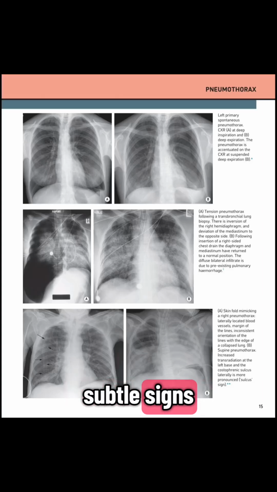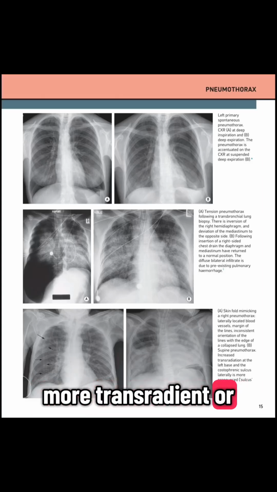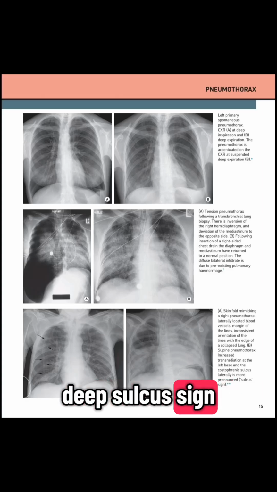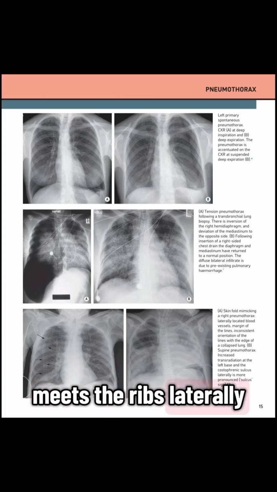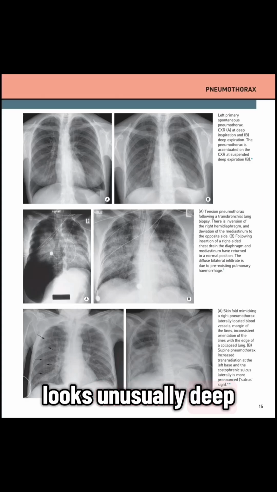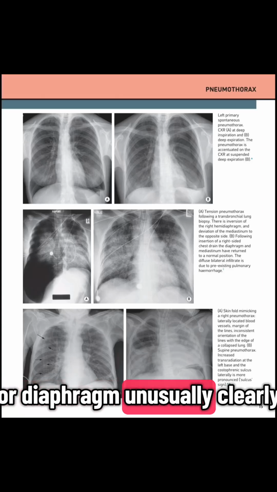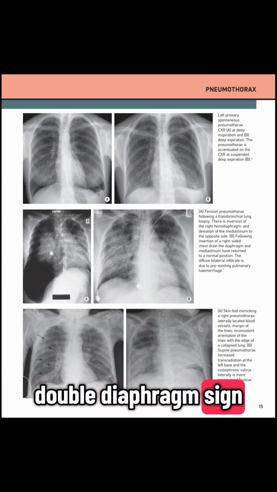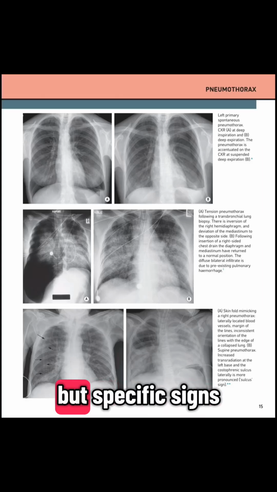Subtle signs. Maybe one lung looks generally blacker, more transradiant, or look for the deep sulcus sign. Deep sulcus. Yeah, the costophrenic sulcus where the diaphragm meets the ribs laterally looks unusually deep and dark because air is trapped down there. Like a deep V shape. Exactly. You might also see air outlining the heart border or diaphragm unusually clearly, or even the double diaphragm sign where you can see the bottom of the heart outlined by air. These are subtle but specific signs then. Very specific if you know to look for them.